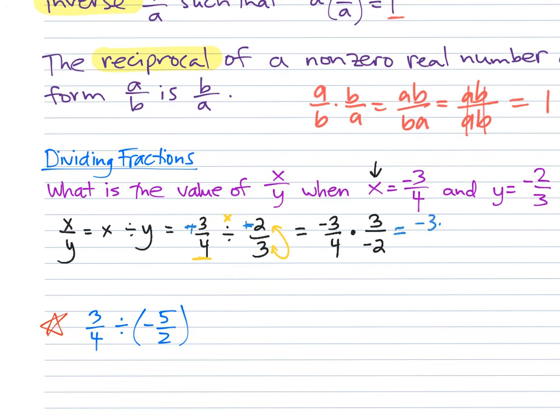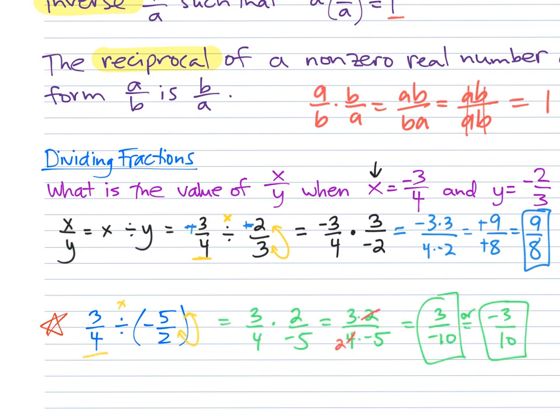So the top is going to be negative 3 times 3. The bottom is going to be 4 times negative 2. This becomes negative 9 over negative 8. My negatives cancel. Negative divided by a negative is a positive, so this just becomes 9 over 8. Okay, so then try this one on your own, press pause, and then check back for the solution, and then we'll be done. Okay, so hopefully you got negative 3 over 10.